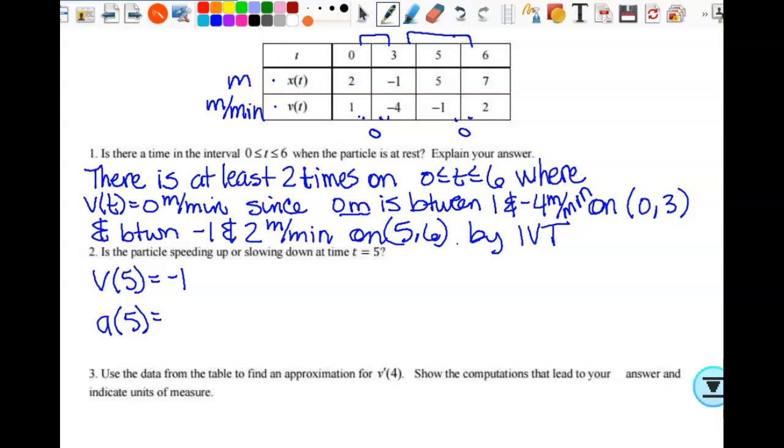Let's do this one. So we're going to do a of 5 is approximately, right, v of 6 minus v of 3 over 2 minus -4. Okay. What do you think? What did I do wrong?